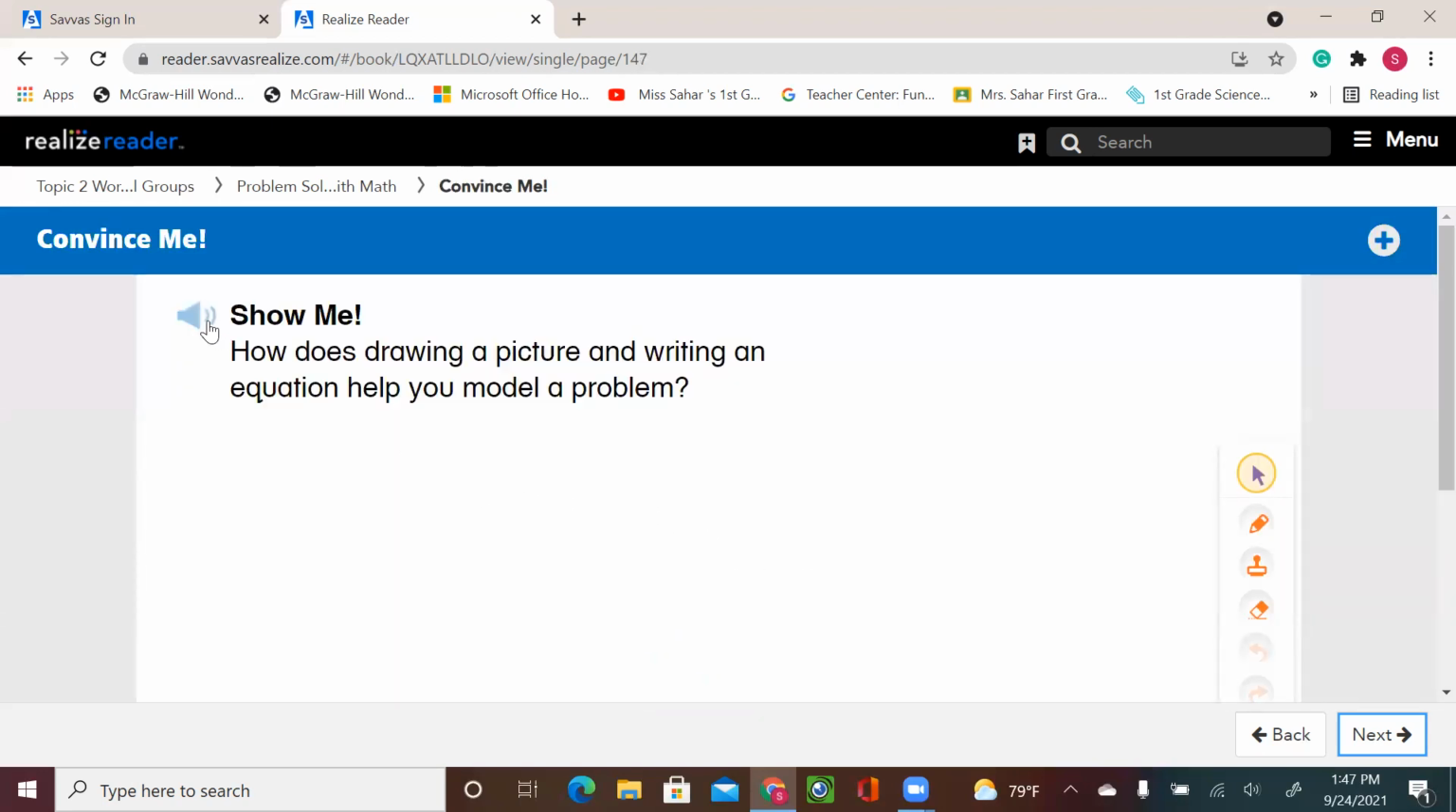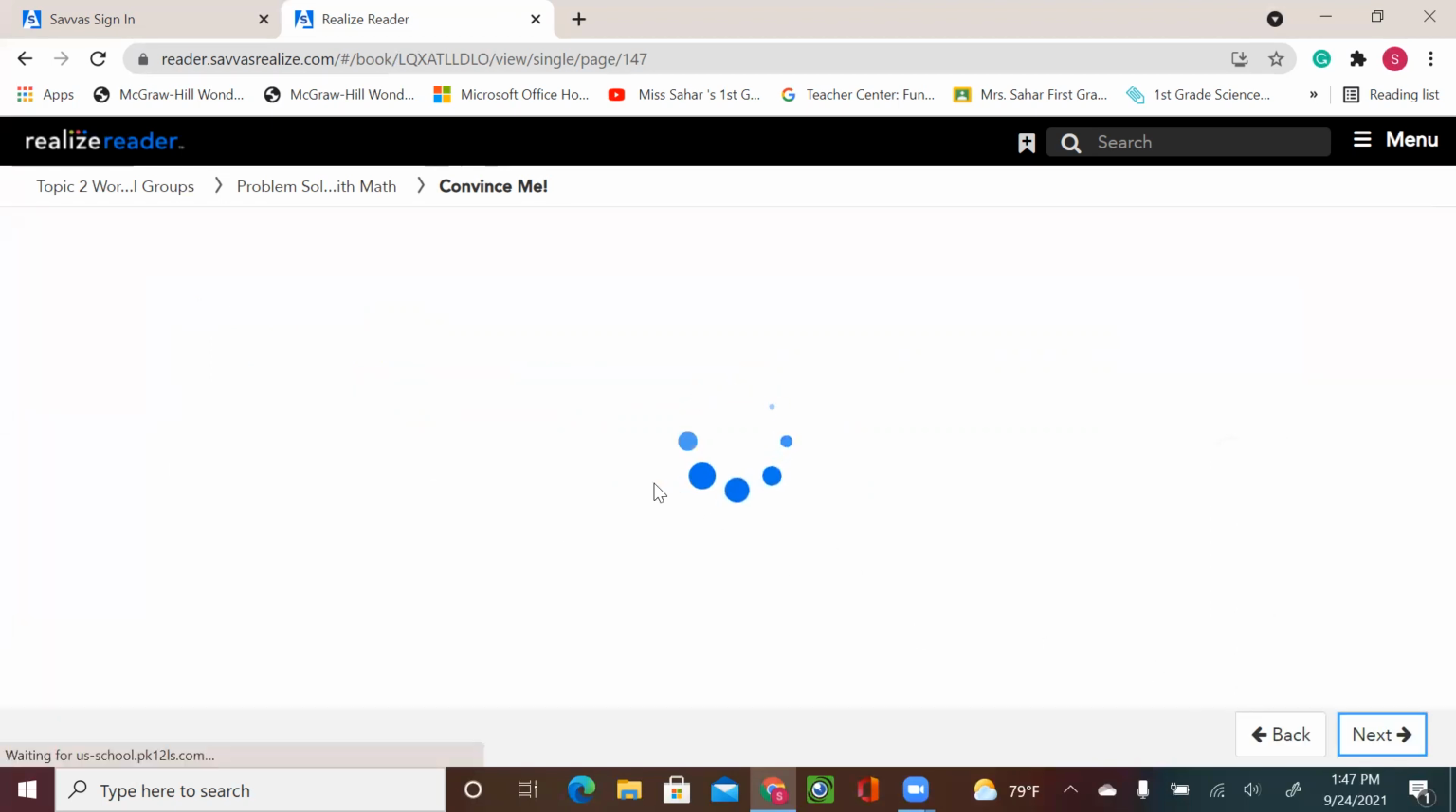All right. Show me. How does drawing a picture and writing an equation help you model a problem? Because when you draw a picture, it helps you to show what is happening. So you know that equation helps you to see. But when we draw it, it helps you to understand and to get the right answer, because you have the picture, you count, and you're giving your right answer for your equation.